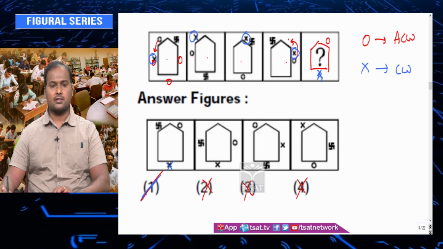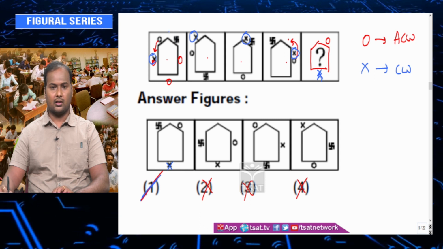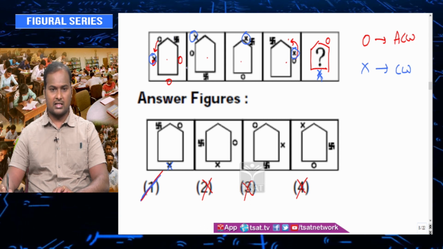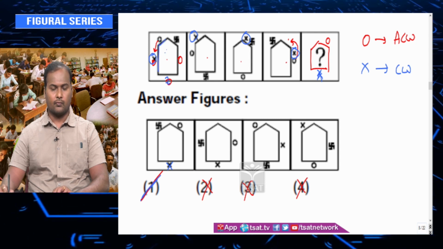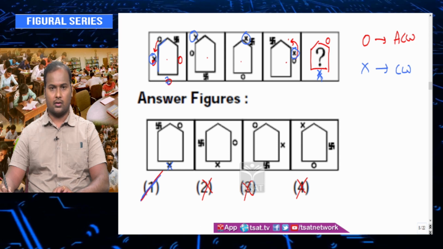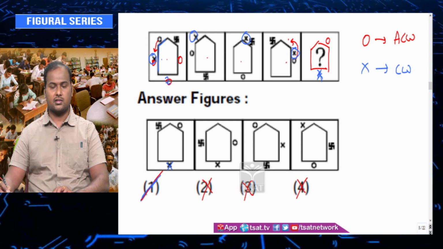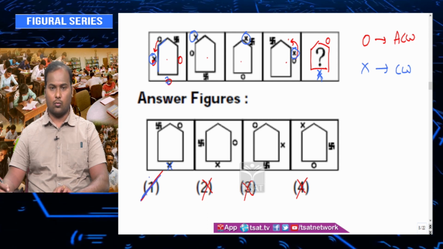But what about the swastik mark, how is it rotating? The swastik mark is rotating the long way, means from here the next figure it is showing at the bottom, means it is changing 1, 2. So this swastik mark is jumping 2 sides in the pentagon. If you apply this change, jumping 2 sides in the pentagon, you will get answer option 1.